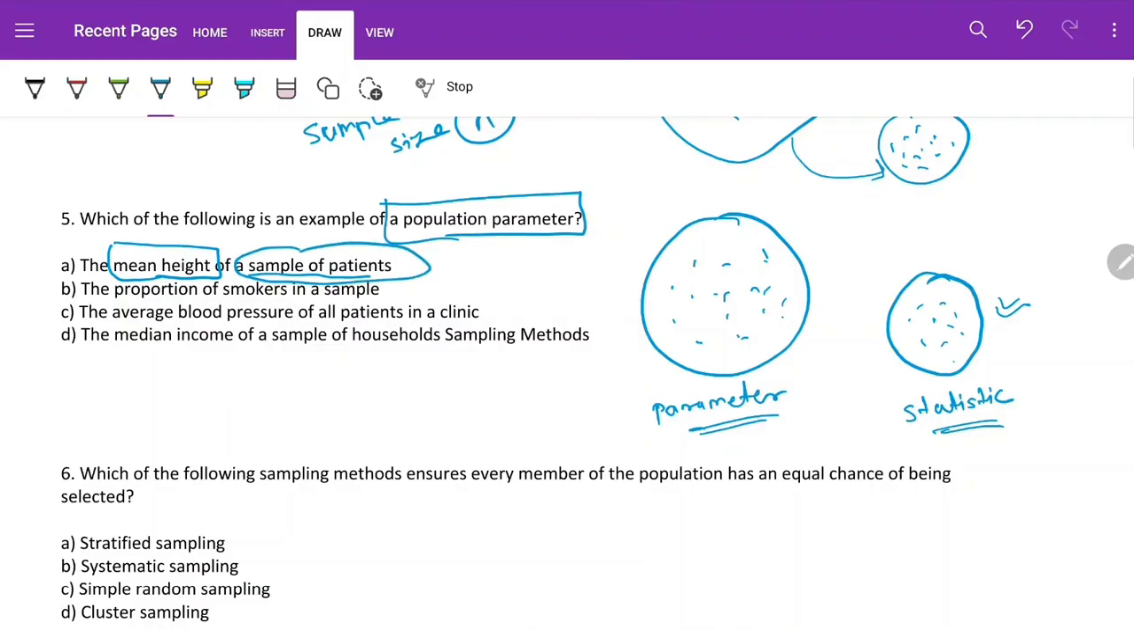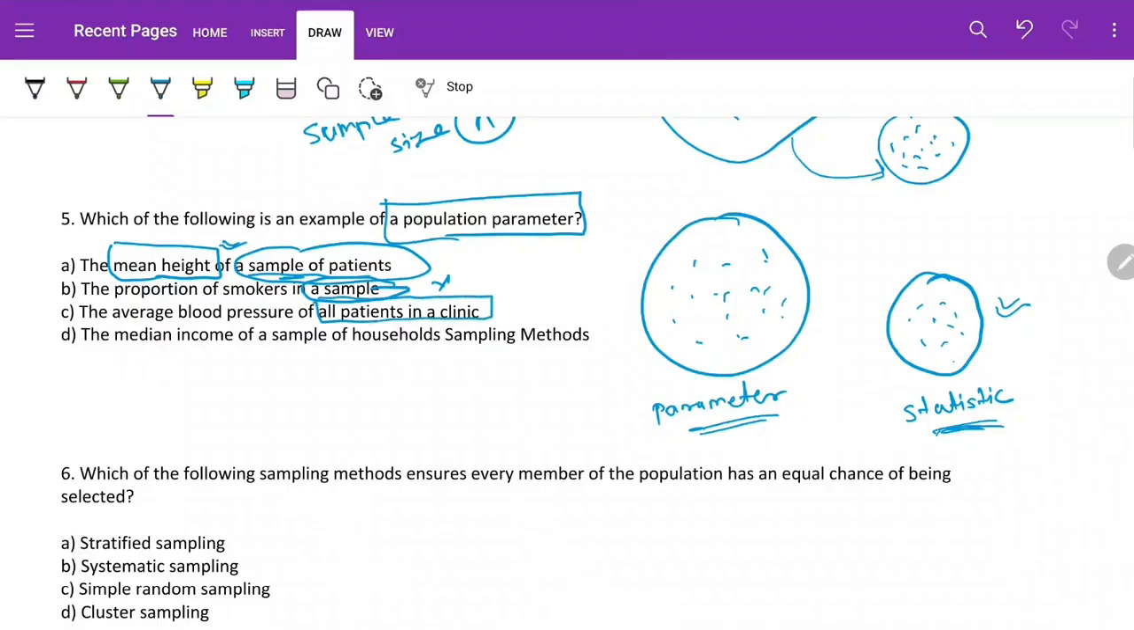It is related to a sample study. The mean height is given for a sample, so this is a statistic and not a parameter. The proportion of smokers in a sample, this is also related with a sample, so no. The average blood pressure of all patients in a clinic.